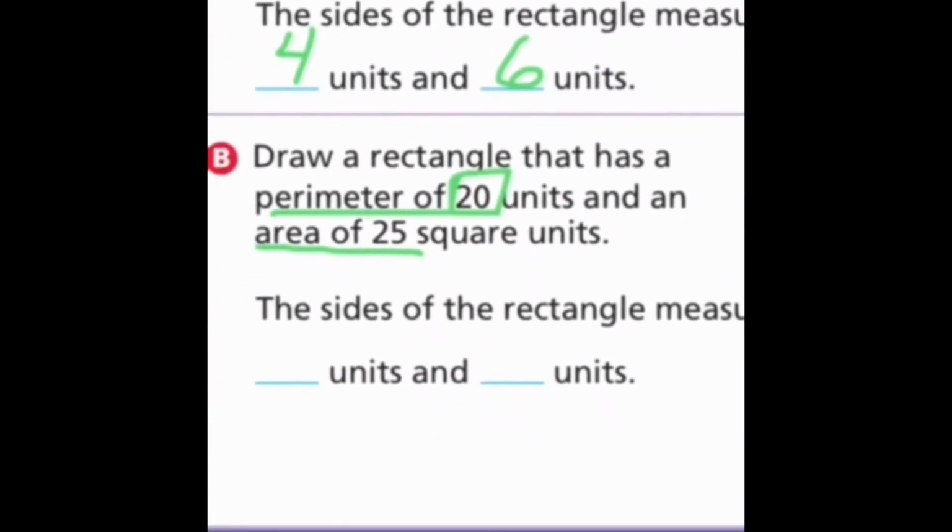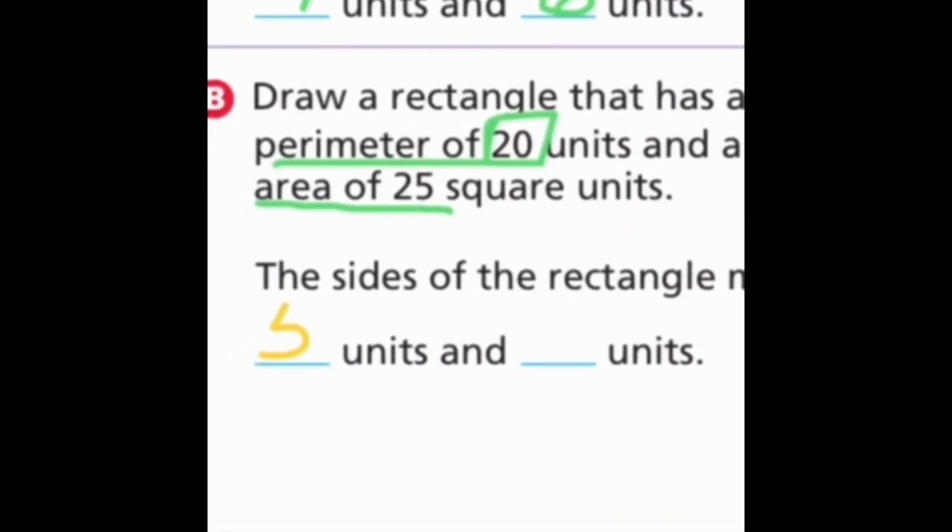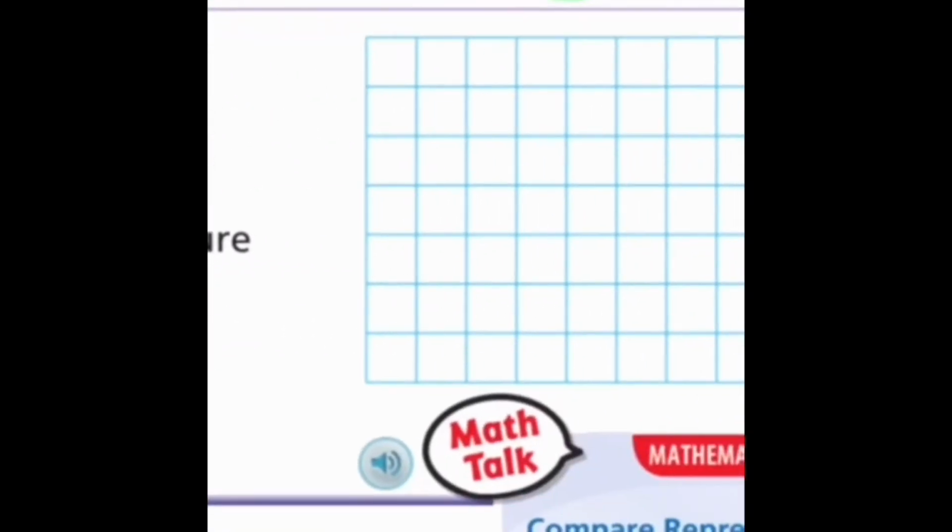Okay. So on this one, we're going to end up with side lengths of 5 and 5. We'll draw that over here. 1, 2, 3, 4, 5. 1, 2, 3, 4, 5. Okay, label our side lengths: 5 and 5, and 5, and 5.